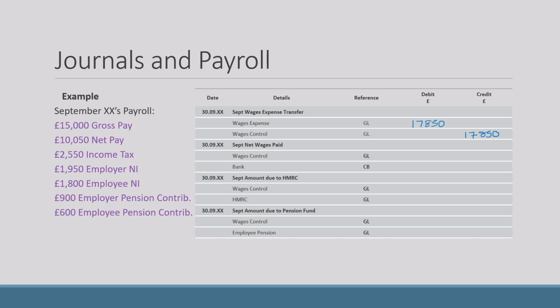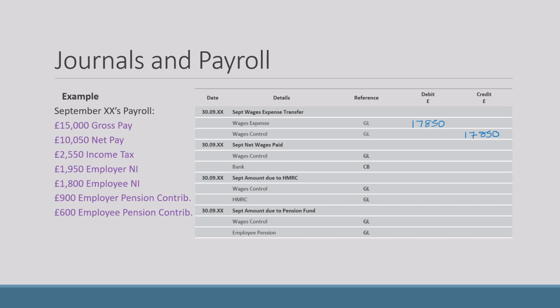Again, with your double entry, always look at your types of accounts, and I have got other videos on double entry and types of accounts as well, to help you understand the difference between debits and credits and what accounts they're applied to and why. So now you've got your 17,850 sitting in your wages control account. By the rest of these journals, we then need to balance that off to zero.